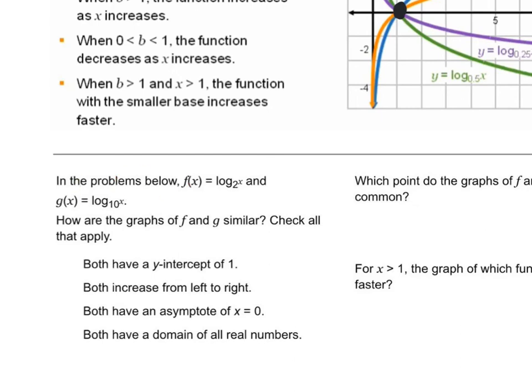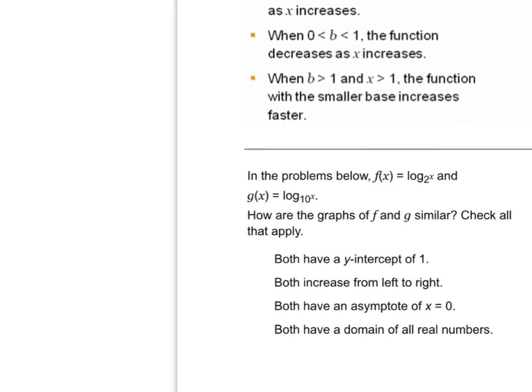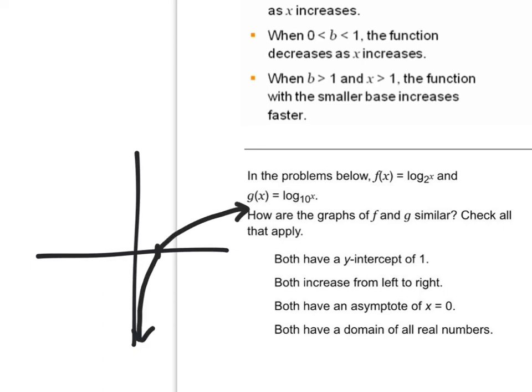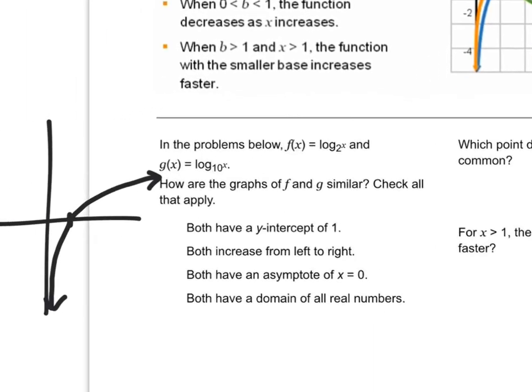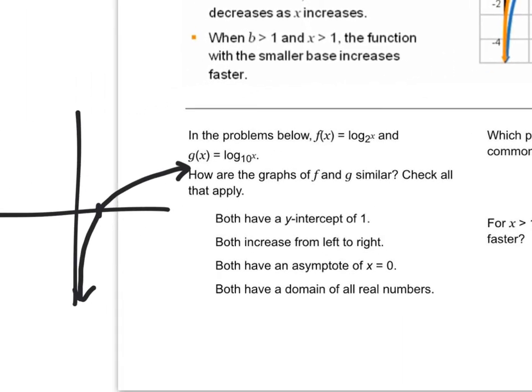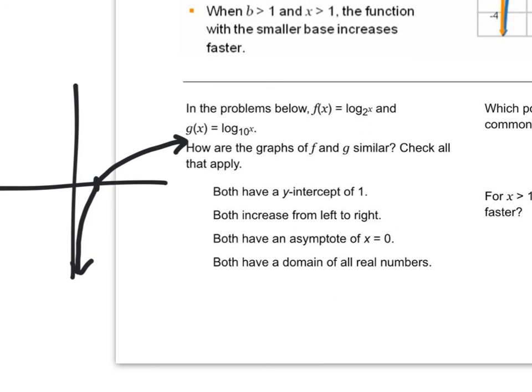All right, so then you have this. In the problems below, you have this log function, log base 2 of x and log base 10 of x. It says, how are the graphs of f and g similar? Check all that apply. Here's the thing, you're going to have something like this. They're all going to cross the point at 1, 0, and they're all going to have this general shape. So this is log base 2, and let's just do another graph, and let's say this is log base 10. So they're going to be similar.